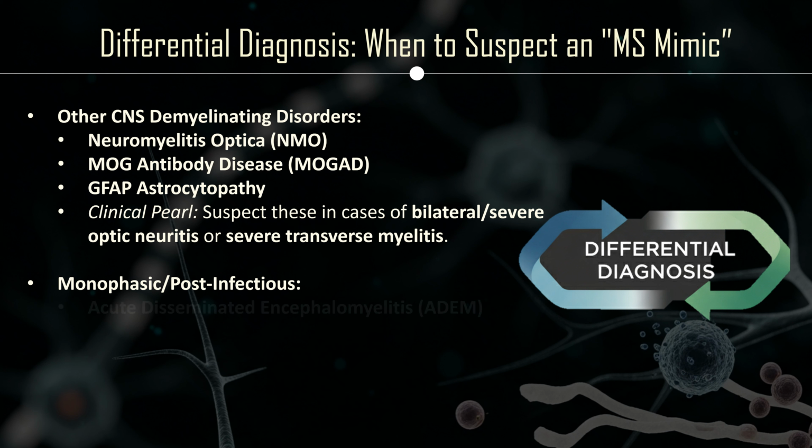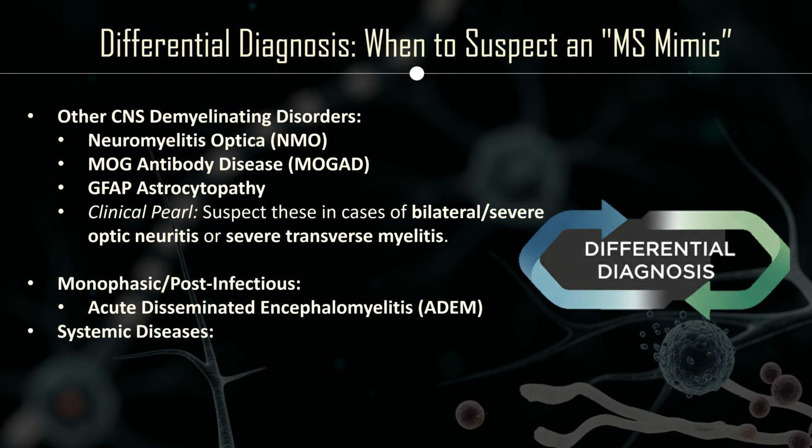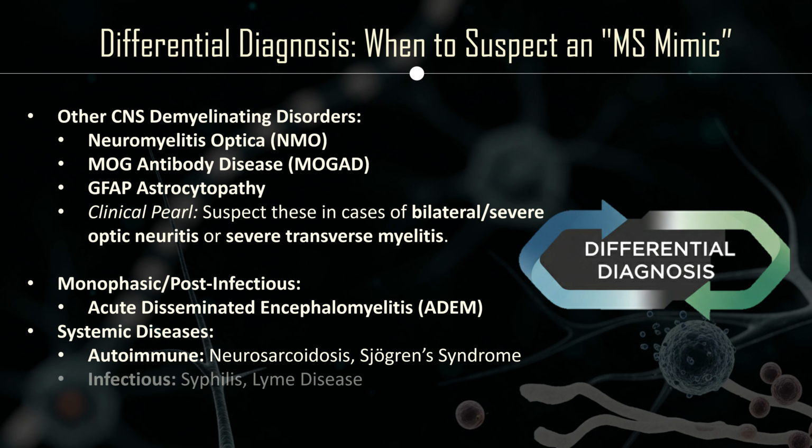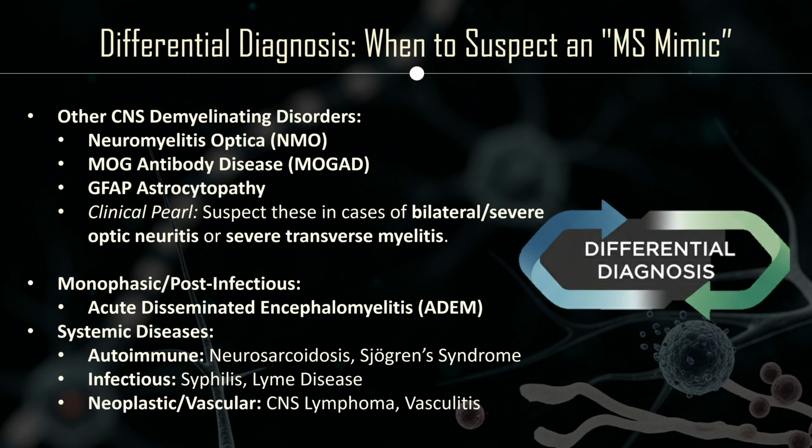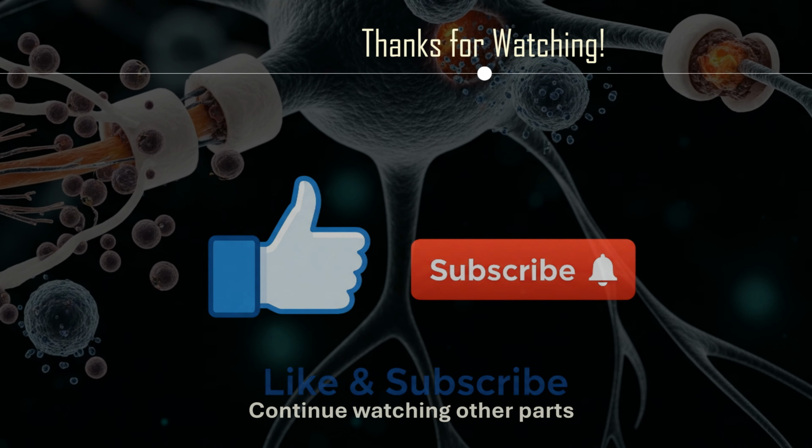We also encounter monophasic or post-infectious demyelinating conditions such as acute disseminated encephalomyelitis or ADEM. Beyond demyelination, a host of systemic diseases can mimic MS. These include autoimmune conditions like neurosarcoidosis and Sjogren's syndrome. Infectious etiologies must also be ruled out, such as syphilis and Lyme disease. And finally, neoplastic or vascular conditions like CNS lymphoma and various forms of vasculitis can also present with multifocal CNS lesions and symptoms that might initially suggest MS.